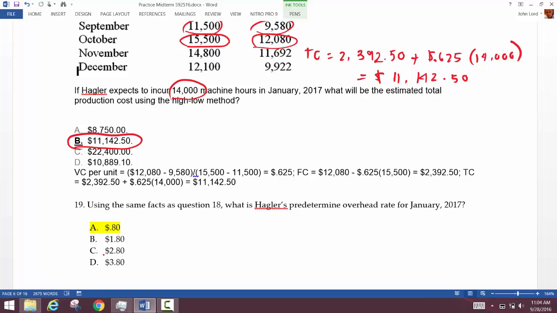So we're going to do what here? Well, I need the total cost, but I don't have to do the math again, right? Right, no, you don't have to do the math again. You have the total cost that we just calculated, which was 11,142.50.